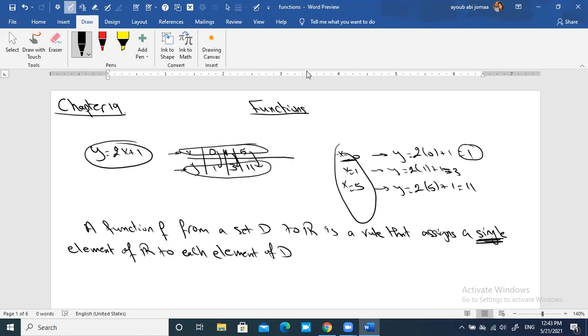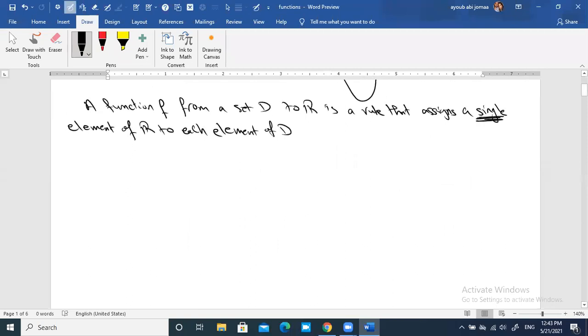Okay. This function is usually denoted by f, the name of the function denoted by f, g, h, u, whatever notation it is.